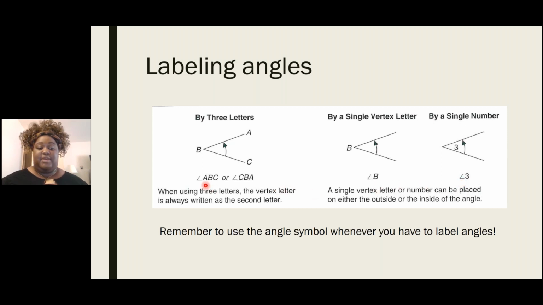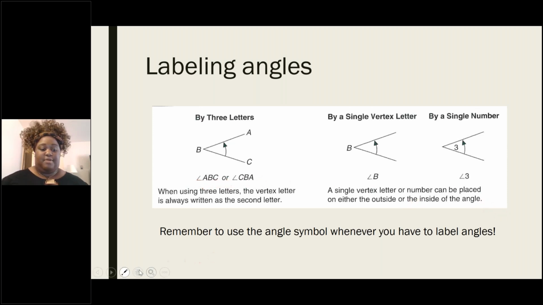And this little symbol here that looks like a crooked L, that's how we symbolize an angle. Whenever you see that in front of 3 letters, a single letter, or a number, that lets you know that we're talking about angles. So you have to remember, even if you're answering a question, you want to make sure that you put that symbol in front of the label.